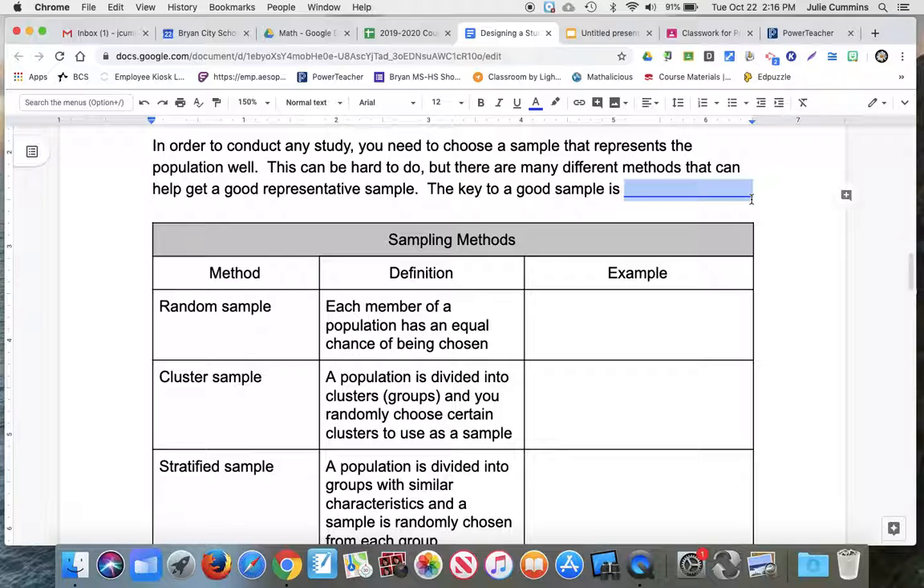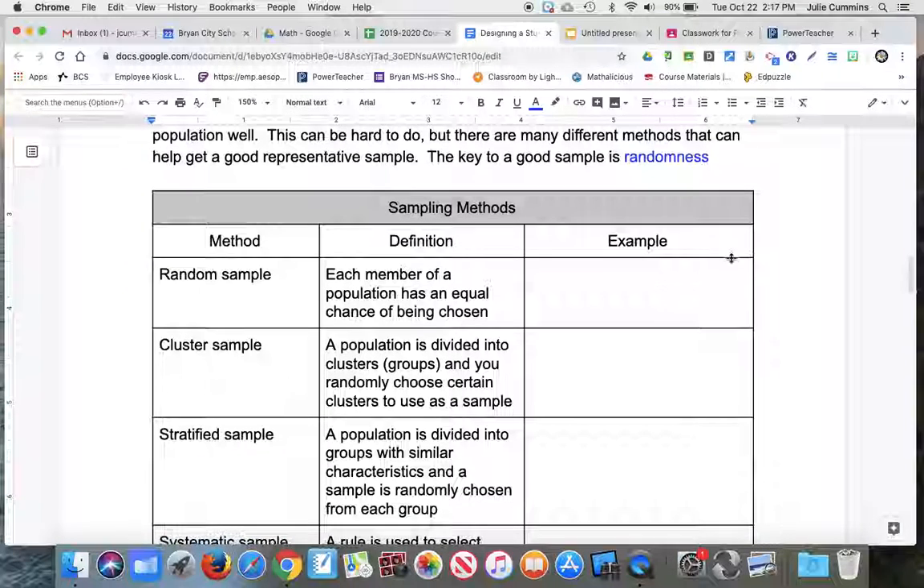The key to a good sample is randomness. If you are randomly selecting people to be a part of your survey, that is good. That's a good step into getting good data. So I'm going to outline 6 different ways that you can pick people, and they have names. So the first one is a random sample. That's where every member of the population has an equal chance of being chosen.